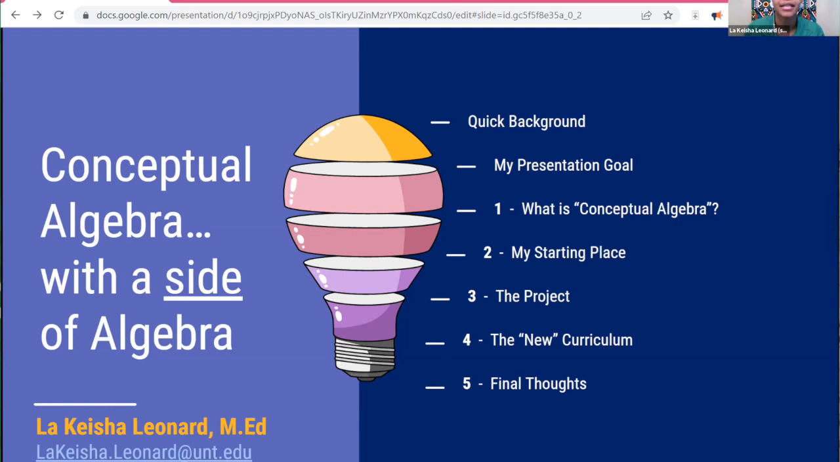I'll tell you what my presentation goal is, and then I'm going to go over what conceptual algebra is as a course, just in case you don't know or your program doesn't have it. I'll talk about my starting place, and surprise, surprise, I redesigned it. There's a project. That's the main thing here. And I'll briefly touch on the new curriculum that I put together, and then I'll share some final thoughts. Okay, let's jump right in.